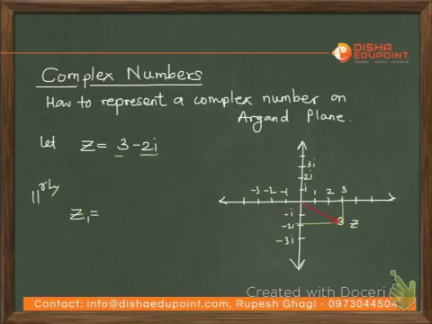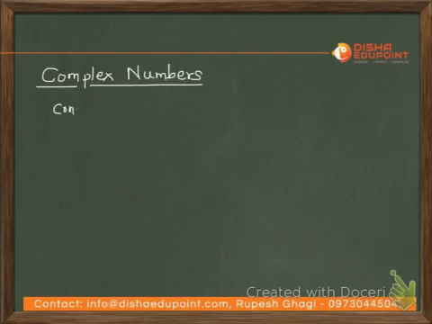Similarly, let's consider another example. Z1 is equal to 2 plus 2i. So, again, we can locate that 2 and 2i, right? So, this is this number. Okay, so this is Z1. Similarly, we can plot any number on the Argand plane.